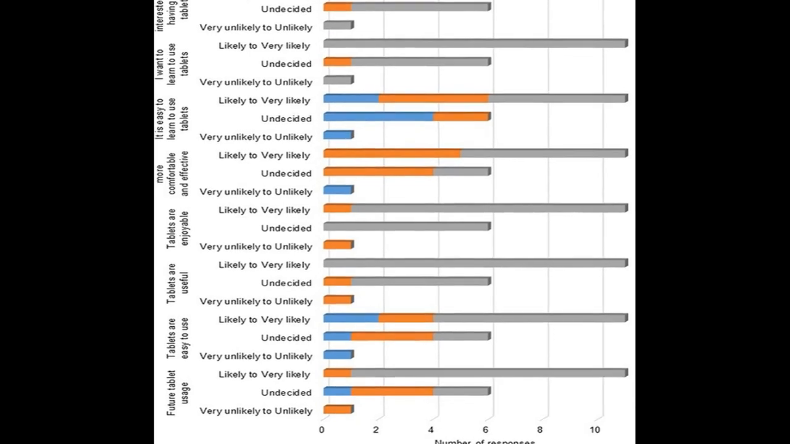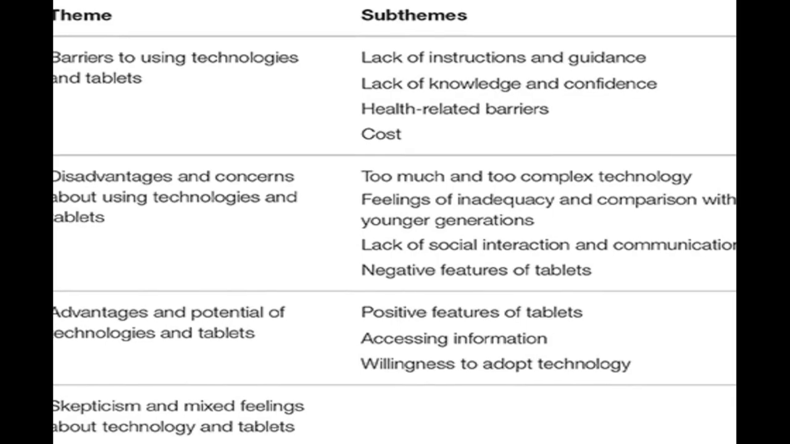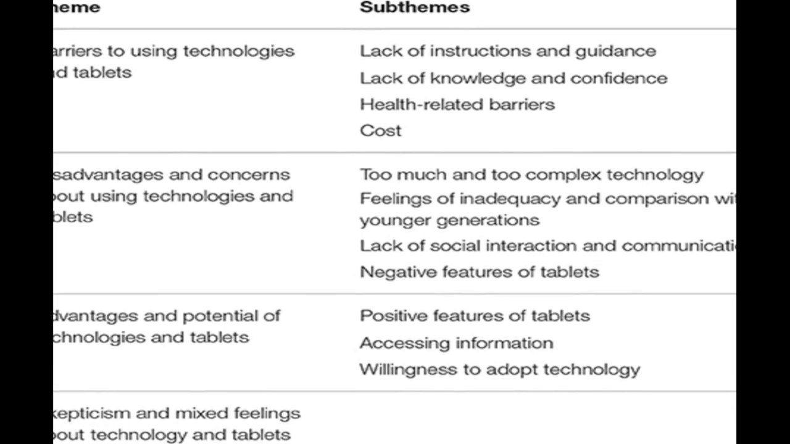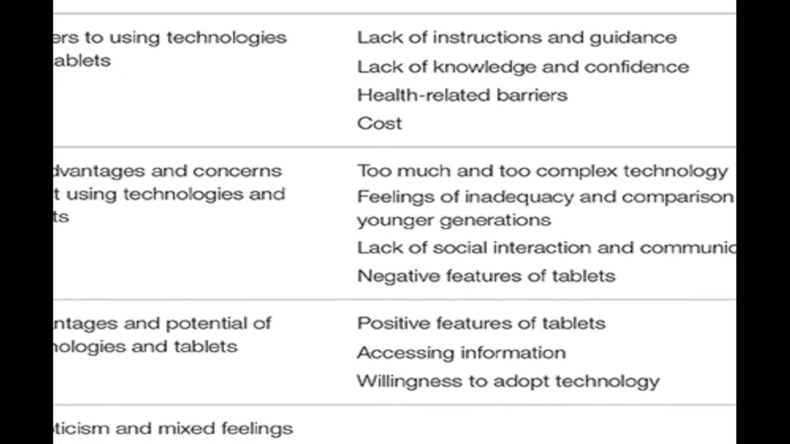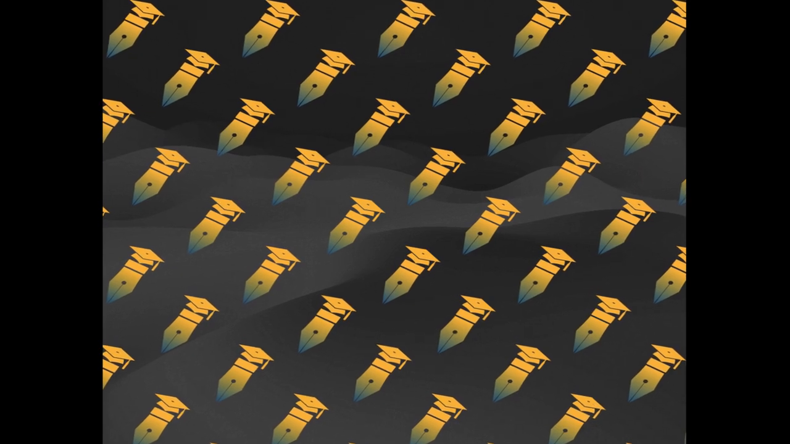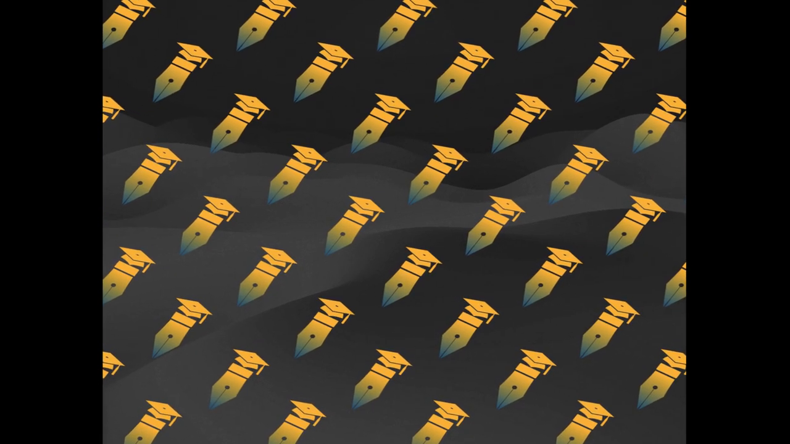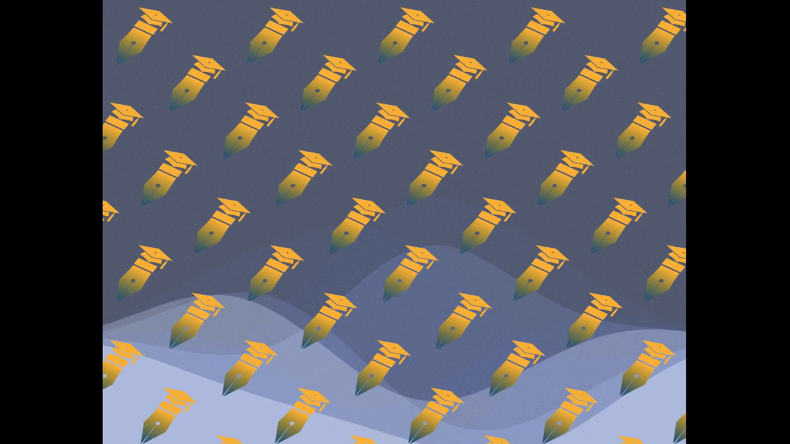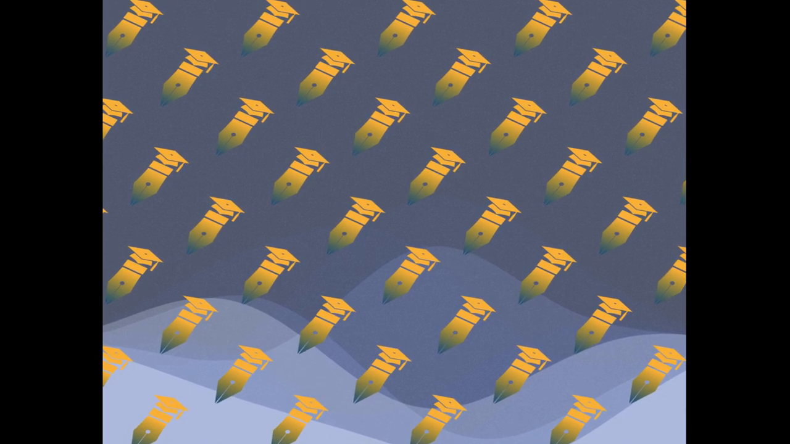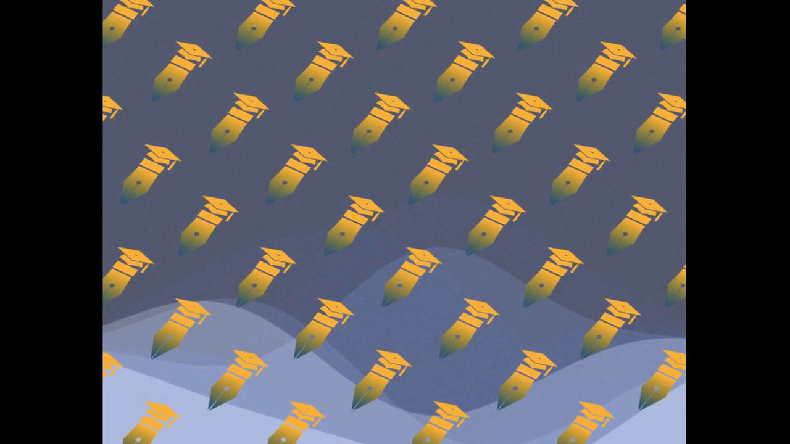The focus groups explored attitudes towards tablets and technology in general, perceived advantages and disadvantages of using tablets, familiarity with, and barriers to interacting with tablets. The themes that emerged were related to barriers, disadvantages and concerns, advantages, and skepticism about using tablets and technology in general. After brief exposure to tablets, participants emphasized the likelihood of using a tablet in the future.